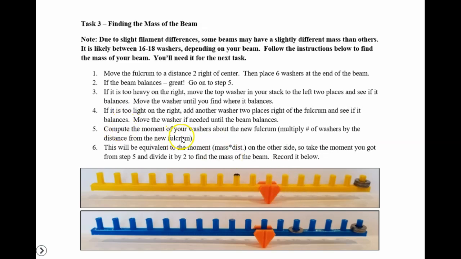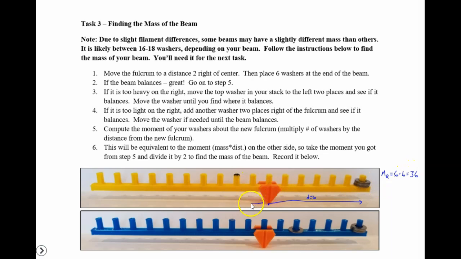Once you've done that, step 5 is computing the moment. So let's measure from the fulcrum right here and see what we get. This would be from that fulcrum a distance 6 right here. This is 6, and our moment on the right, say MR, is going to be 6 times 6, which is 36.